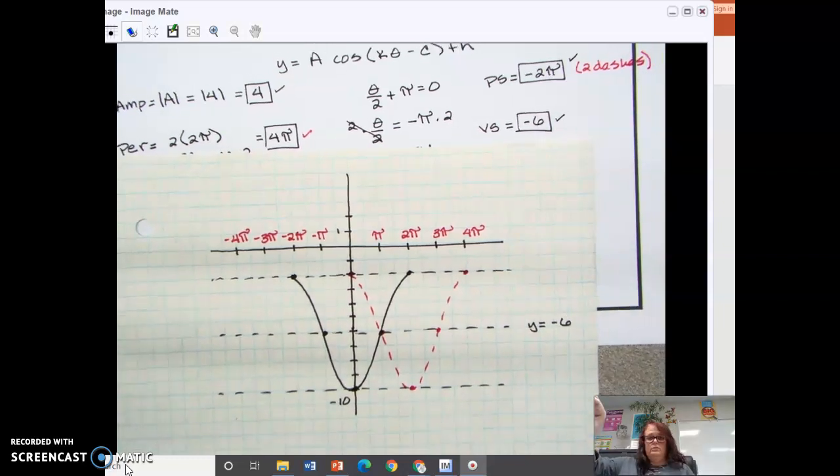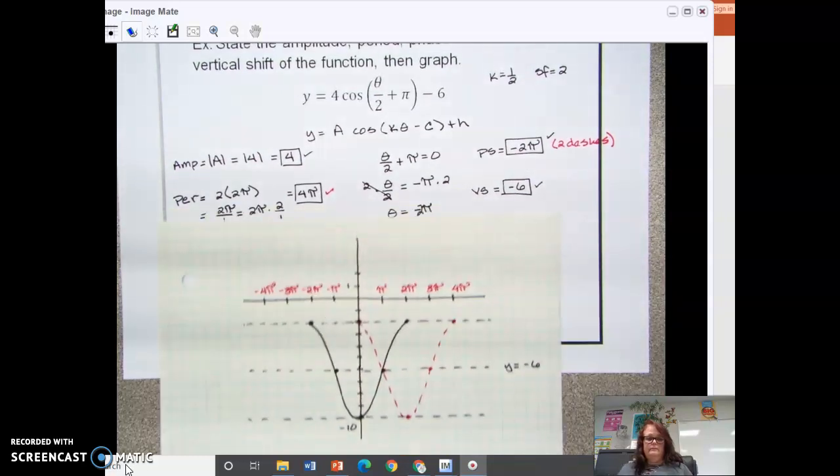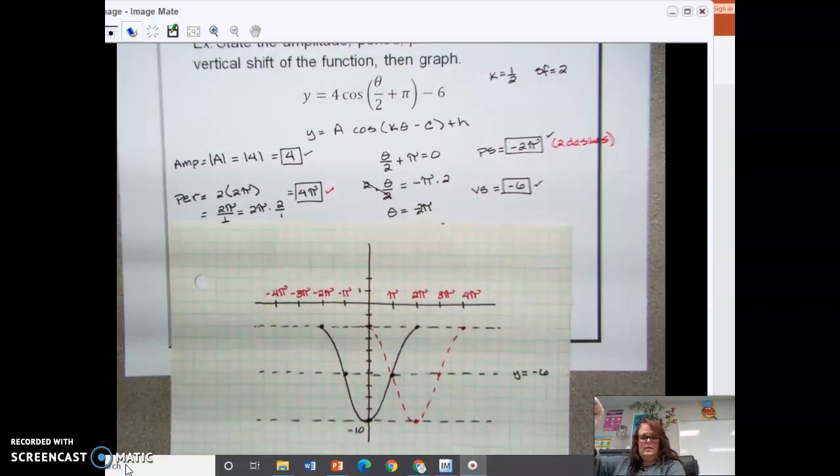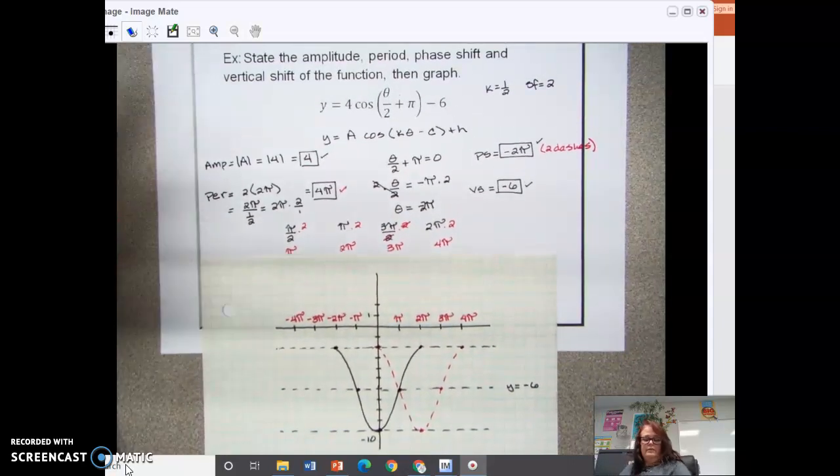Let me zoom out just a little bit so that if you wanted to, you could take a picture of that. Let's see if I can zoom out a little bit more. All right, so there is everything.